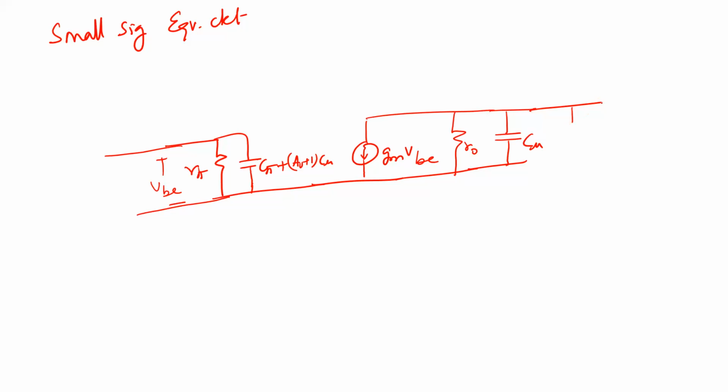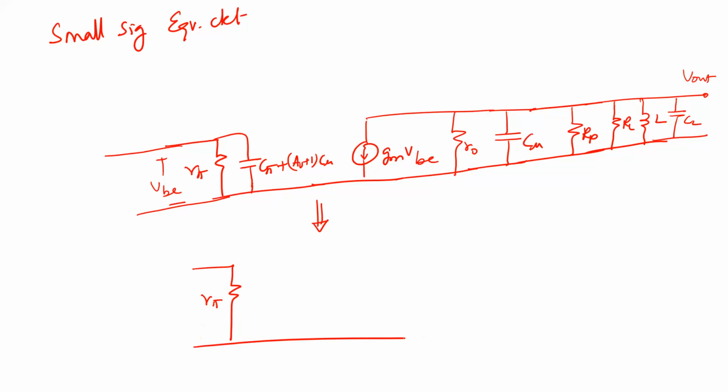And then what else do we have? This is our output node, the collector node. You basically have RP and you have RL, and then you also have the inductor going to ground. And not only do you have the inductor, you also have CL. So this particular part is our intrinsic device, where we have included C pi and C mu. And then this RP is because of L, RL is at the output, CL is at the output. Now you can reduce this whole thing into what? You can say, okay, there is R pi, let's say C pi plus Av times 1 C mu.